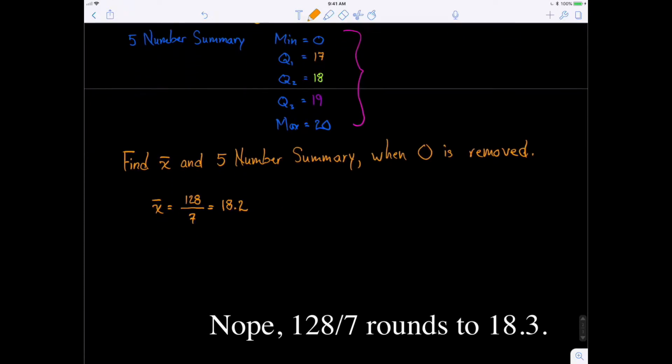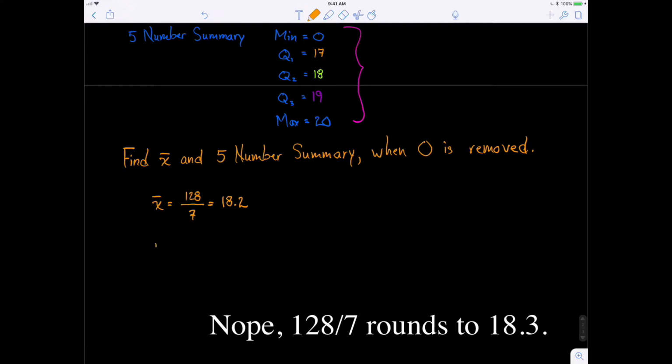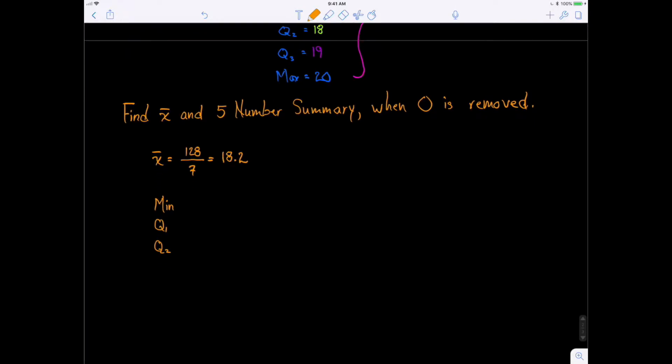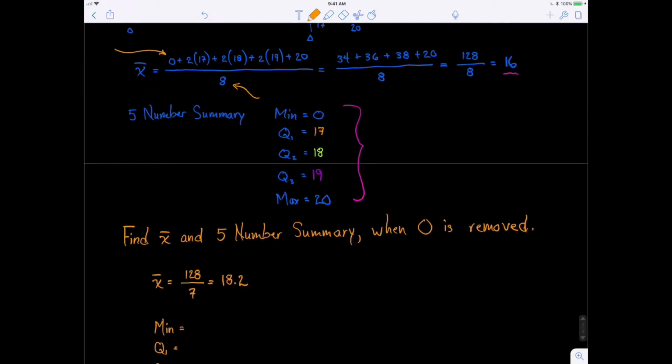let's find the 5-number summary. So we have a minimum, a Q1, a Q2, Q3, and lastly we have a maximum. So I'm going to bring down my dot plot from above without the 0. So let's come back up here.